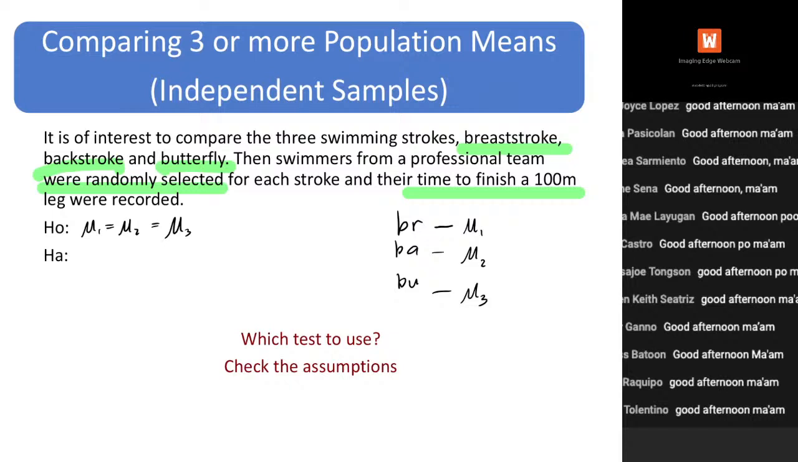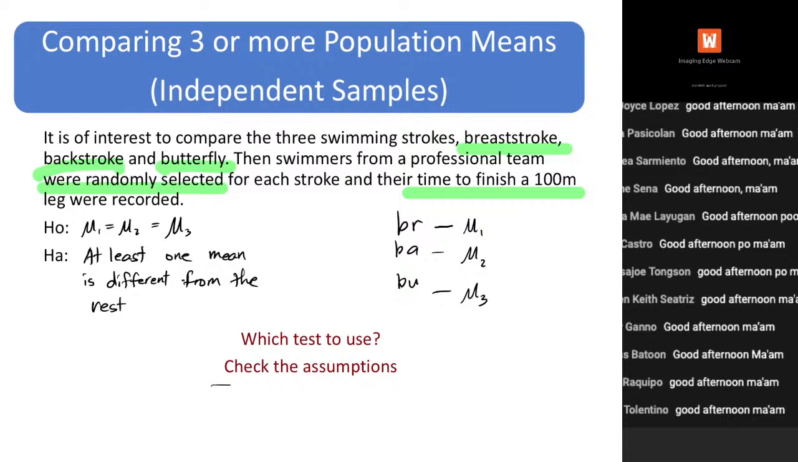Ay yung HA natin. Ano yung HA natin? That at least one mean is different from the rest. Okay? Different from the rest. Okay? So, may isa or dalawa na iba. Siguro, at least one mean is different from the rest. Or magkakaiba talaga silang tatlo. So, ang question ngayon, ang test ang gagamitin natin?